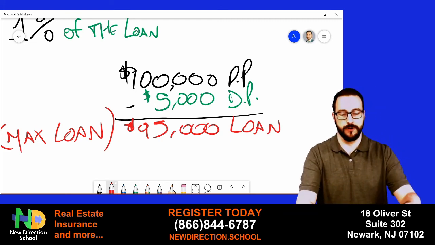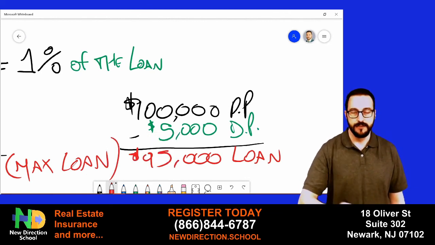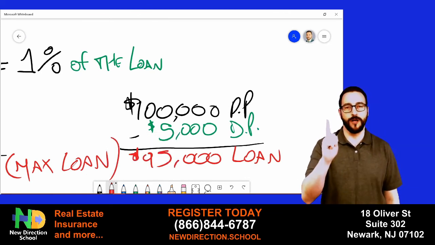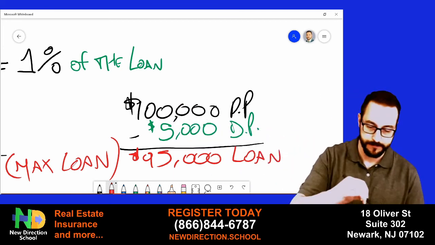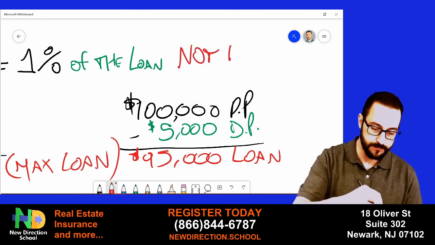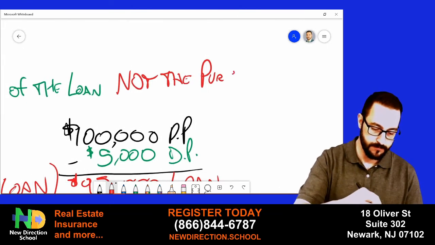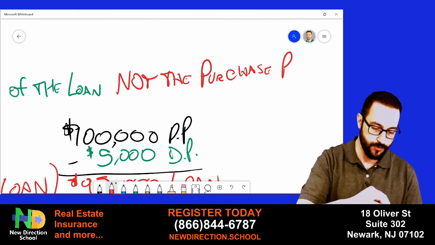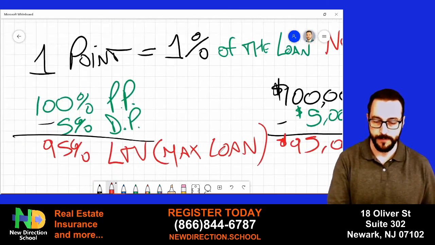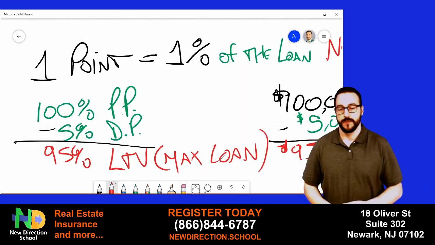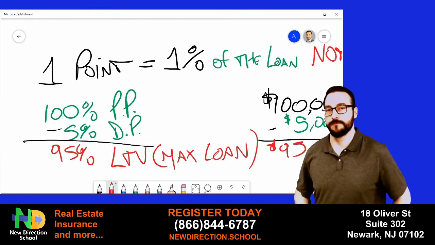Okay. Why is this important? Why do you need to know the loan? Because I just said to you guys that the point was 1% of the loan amount, right there. 1% of the loan amount, right? Not the purchase price. So let's recap right here. Going back. So we have 1 point equals 1% of the loan amount, right?